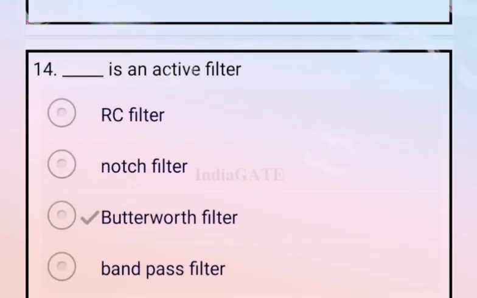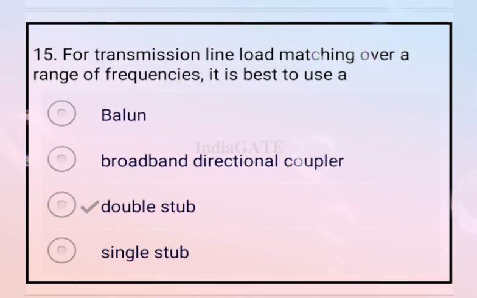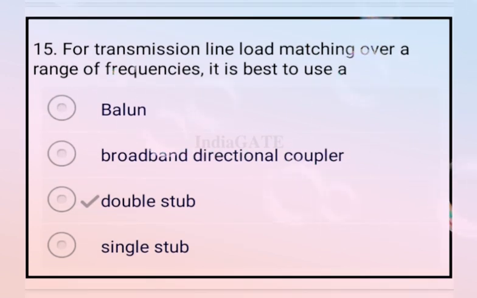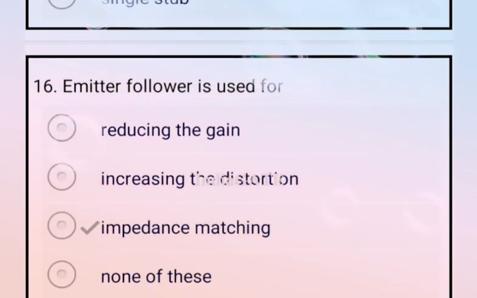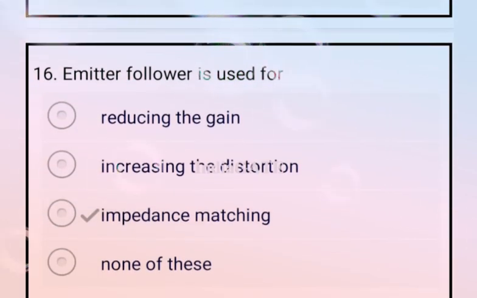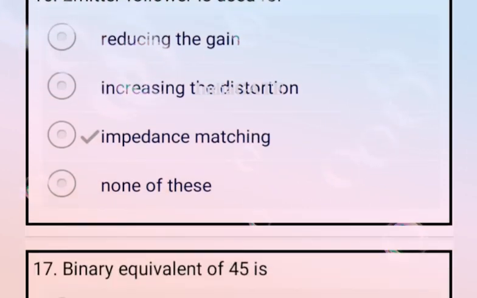Next question. Dash is an active filter. The correct answer is option C, that is Butterworth filter. Next question. For transmission line load matching over a range of frequency, it is best to use a? The correct answer is option C, that is double stub. Next question. Emitter follower is used for? The correct answer is option C, impedance matching.